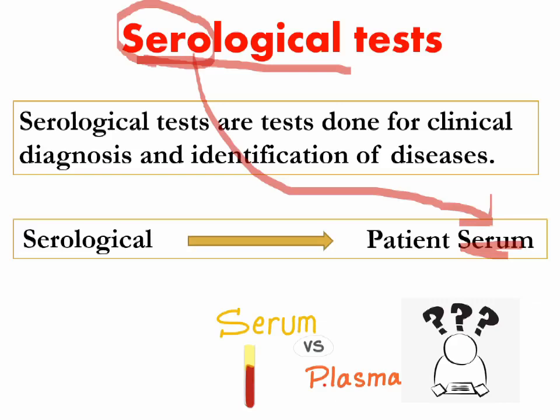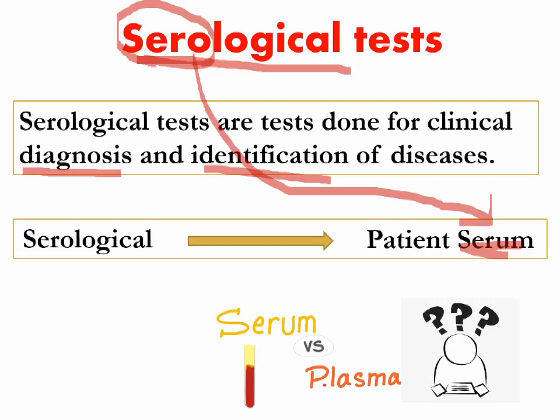And for what aim are the serological tests performed? They are performed for the aim of clinical diagnosis and identification of different diseases. So you're going to obtain the patient's serum and perform different serological tests, which we're going to get introduced to in today's section, for the aim of the diagnosis and identification of different diseases.